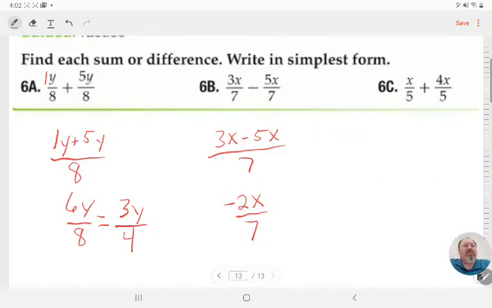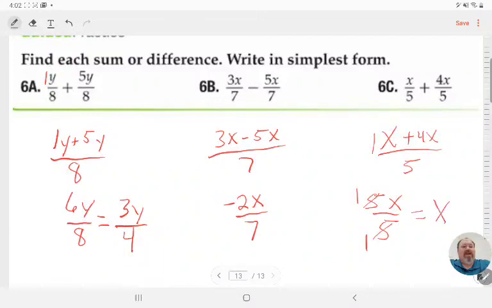And for the third one, we have x over 5 plus 4x over 5. They both have the same denominators, so I can add the numerators. They have like terms of x. Remember, this would be 1x. So 1 plus 4 is 5. That gives me 5x over 5. And these would simplify down. 5 goes into 5 one time, and 5 goes into 5 one time. That leaves me x over 1, or just simply x.